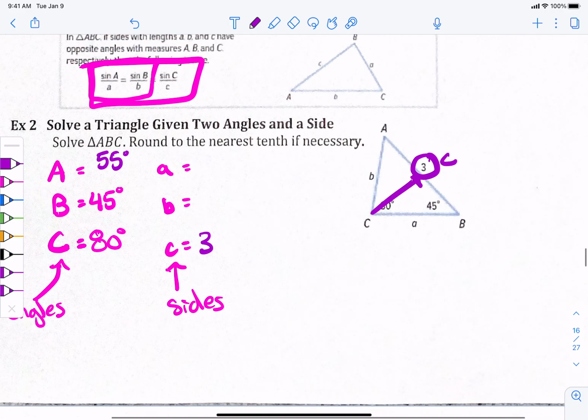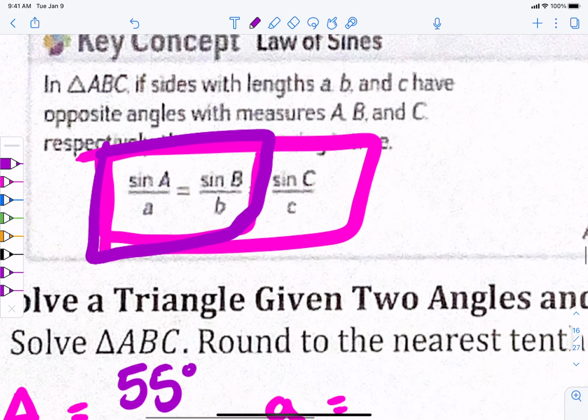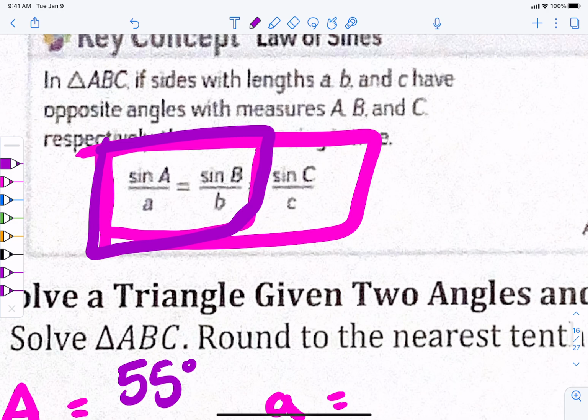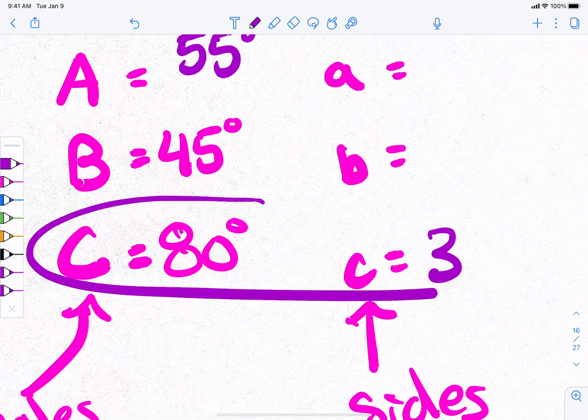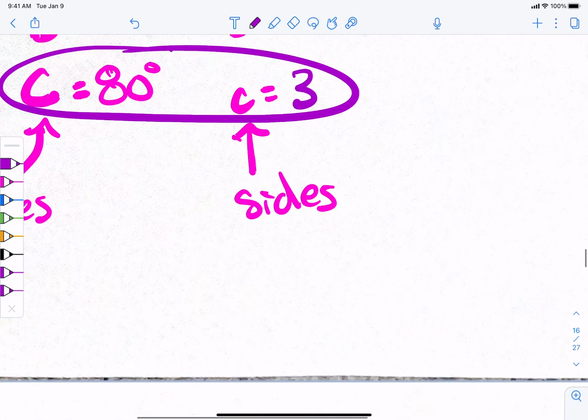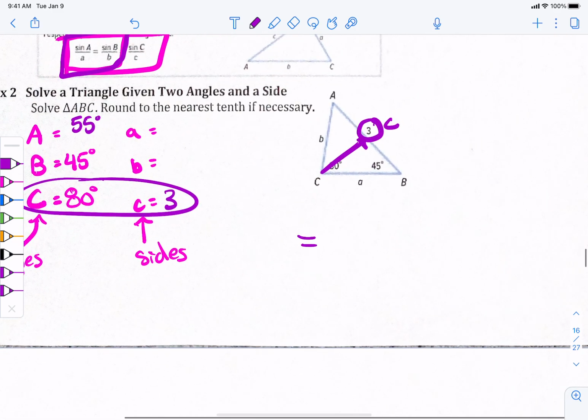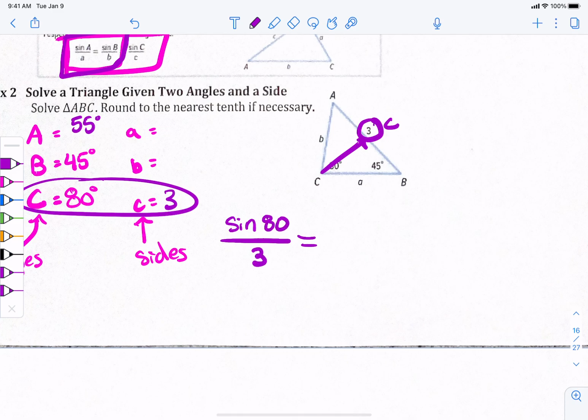So the formula says, and we only do two at a time: sine A over A, sine B over B, sine C over C. You'll only ever use two at a time. I have both C's, right? So in my formula, when I set this up, if I use the C's, I'm going to do sine of 80 over 3 equals, and I have to do sine of something else over something else.